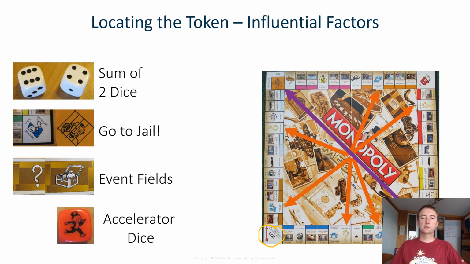And as I already mentioned in my example, there's also the accelerator dice, which also sometimes relocates your token based on a certain setup. Let's now take a look at what happens if we perform different simulation case studies where we introduce more and more influential factors, and how this has an effect on the visit frequency on the Monopoly board game.